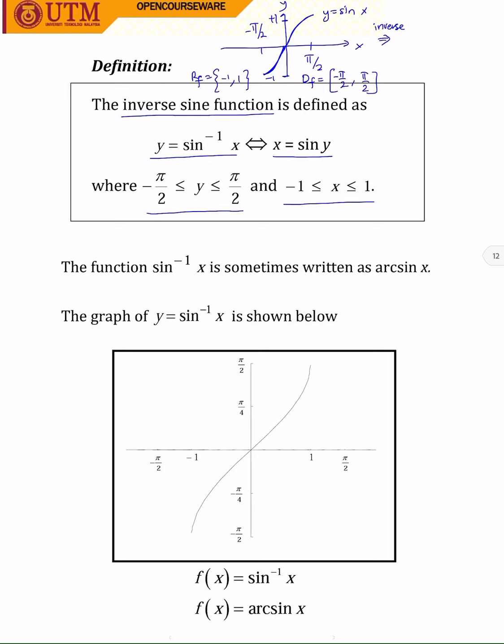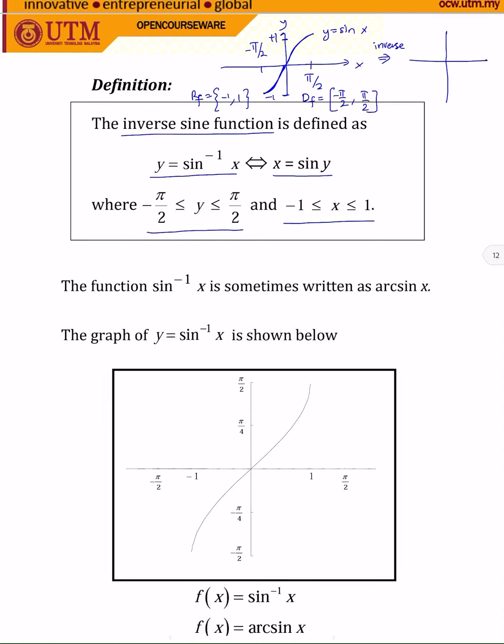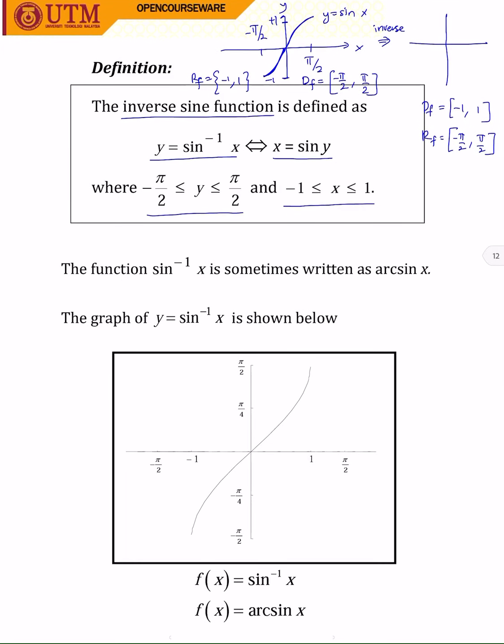Okay, therefore if you have the inverse, we need to change from domain, it becomes range for the inverse, and the range becomes domain for the inverse. Okay, therefore what happened? So the domain for the inverse becomes minus 1 to 1, and the range for the inverse becomes minus pi over 2 to pi over 2. So it's different. Okay, and the graph also will be the other way around.